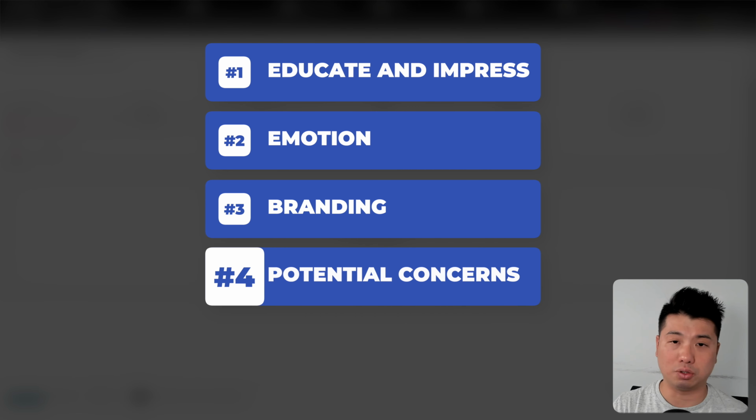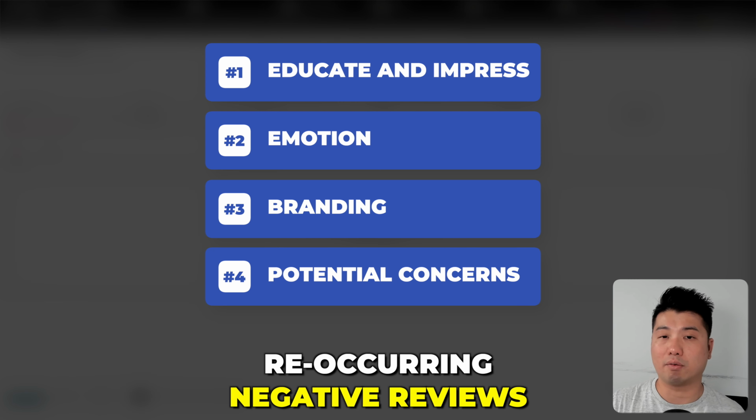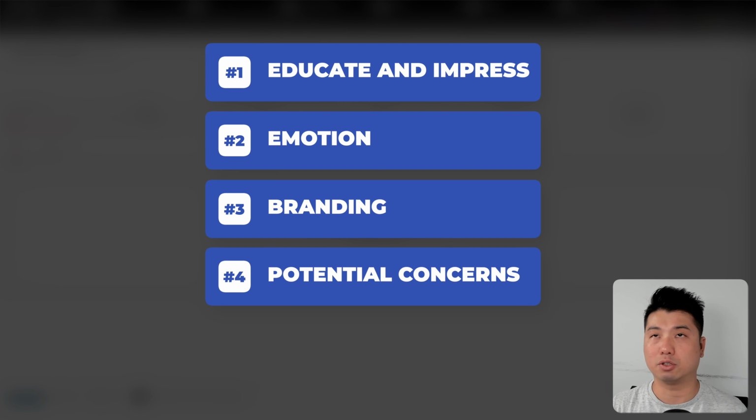Number 4, concerns. What are some potential concerns with your product, right? Are there recurring negative reviews of the product, or in the FAQ section, are there recurring questions about your product? You can actually list all these out in your A+ content to make sure that the audience knows right away that your product does this, does that, but does not do this.